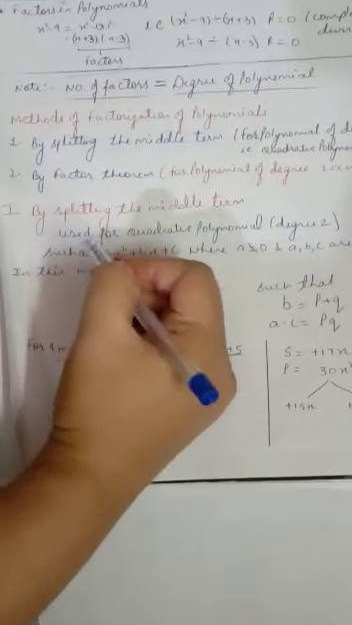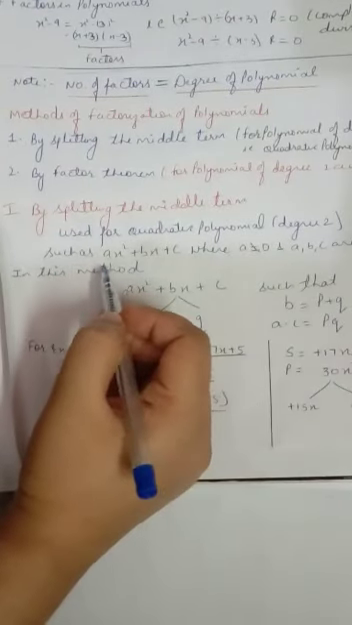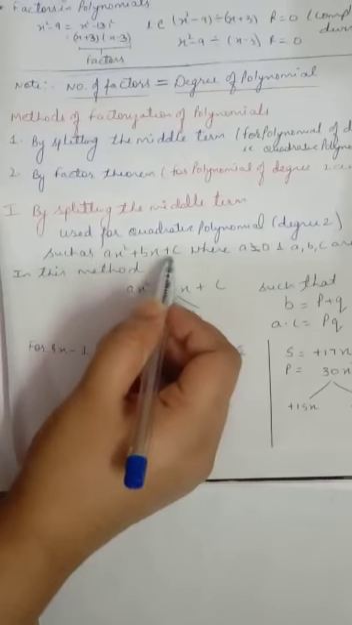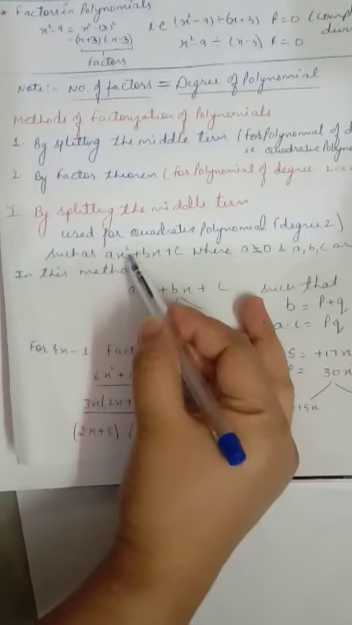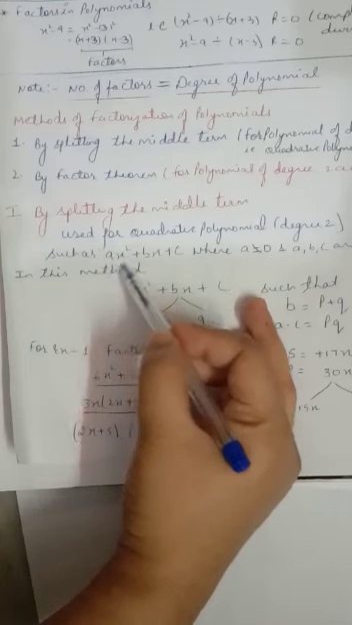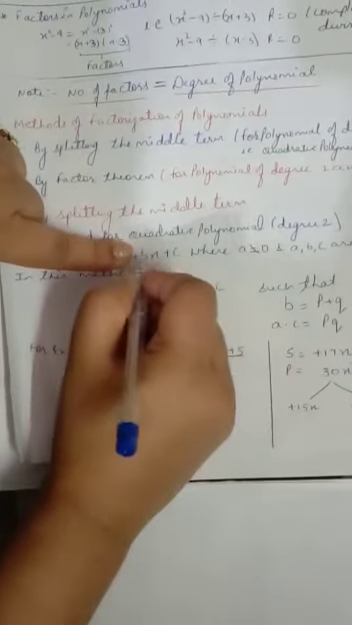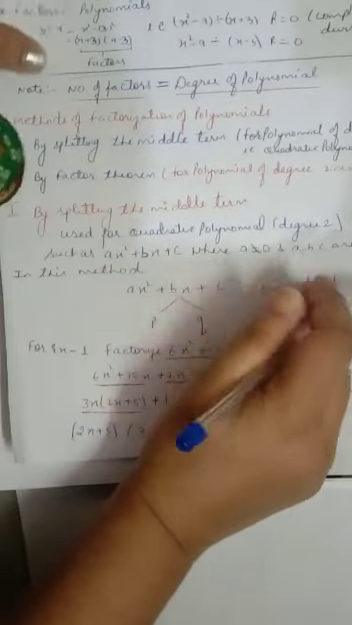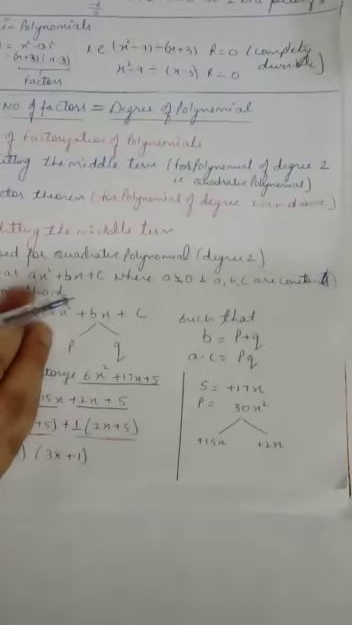Now splitting the middle term, it is used for quadratic polynomial of degree 2. My general way of representing a quadratic polynomial is ax square plus bx plus c. We have already studied this, where a is not equals to 0. Why? Because if a becomes 0, 0 into any number will become 0. So it will be ax square will become 0. When this will not be there, only bx plus c will be my linear polynomial. So a cannot be 0, and a, b, c are constants.